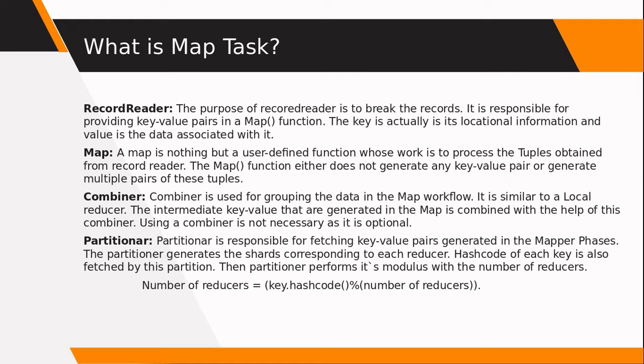Partitioner. Partitioner is responsible for fetching key value pairs generated in the mapper phase. The partitioner generates the shard corresponding to each reducer. The hash code of each key is also fetched by this partitioner. Then the partitioner performs its modulus with the number of reducers. The reducer number equals key hash code modulo number of reducers.